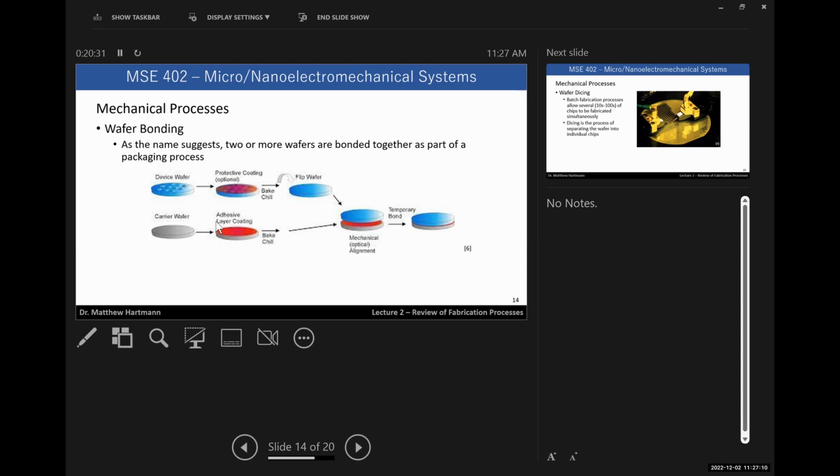I didn't realize this image was going to look so bad here, or I would have chosen a better one. But effectively, wafer bonding is exactly what the name implies. You bond two different wafers together using either adhesives or heat to fuse them together.